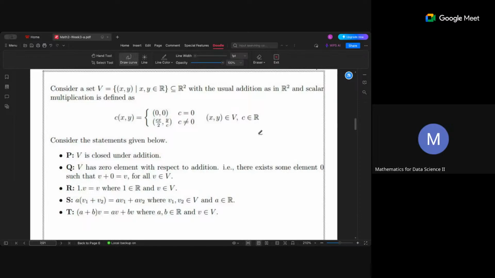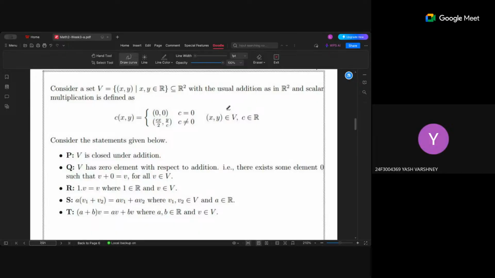Okay. So consider a set V, which is the set of all (x, y), where x and y are real numbers, with the usual addition in R2 and scalar multiplication defined in this way. So addition is the usual addition. So will all the properties with respect to addition get satisfied or not? What do you think if it is the usual addition?